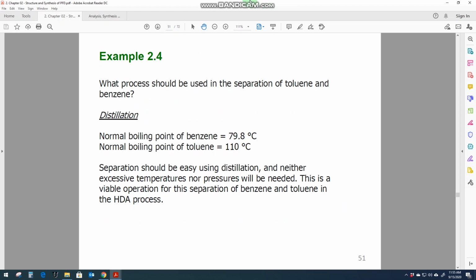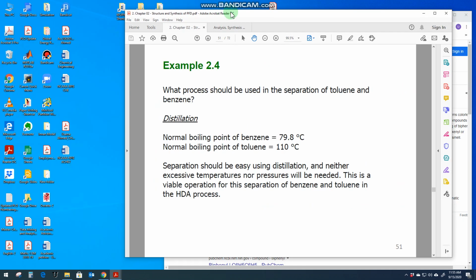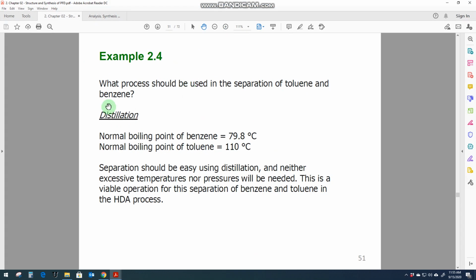Now here we will see example 2.4. What process should be used in the separation of toluene and benzene? If you want to separate toluene and benzene, which process can be used? For example, in distillation, the normal boiling point of benzene is 79.8, and the normal boiling point of toluene is 110. Separation should be very easy using distillation, and neither excessive temperatures nor pressures will be needed. This is a viable operation for the separation of benzene and toluene in the HDA process.